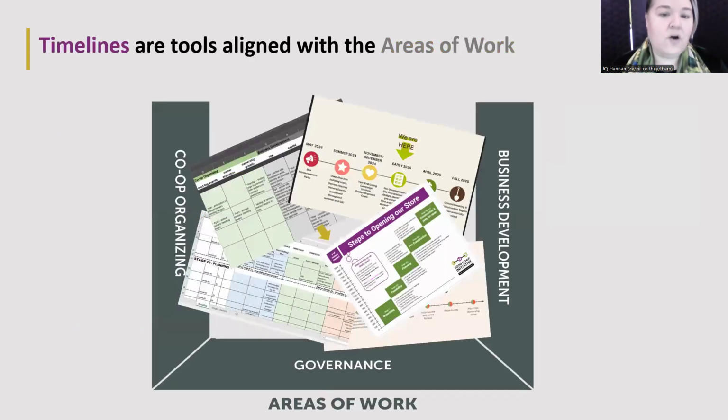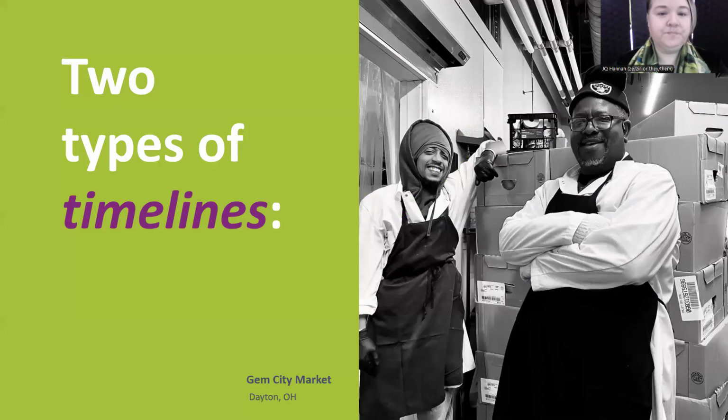And I'm pointing this out because the timelines are very specifically tools that are aligned with the areas of work, more prevalently, especially the internal timelines. And so just to give a little framing, they are used a lot in stage 2 and 3 development and growth work for startup food co-ops, and specifically used to align your areas of work and to get the work done. So there are 2 types of timelines, and we're going to go into a little bit of an overview of those.